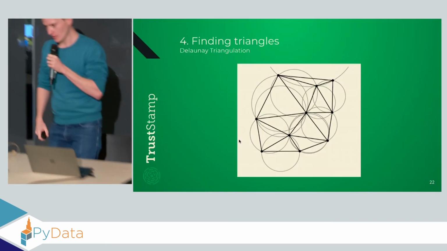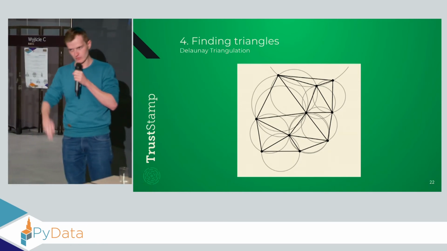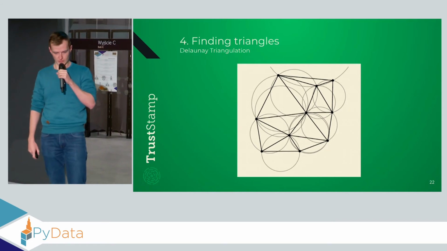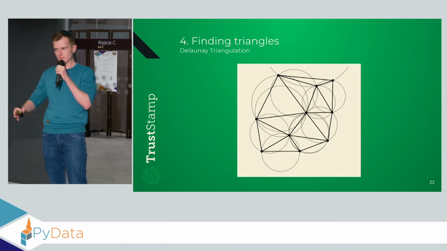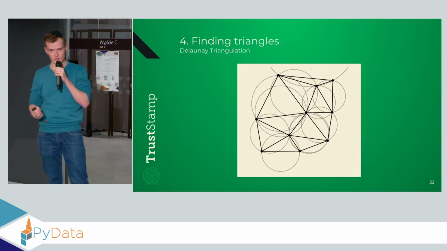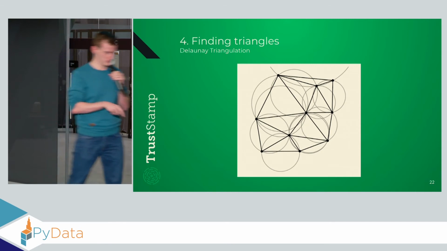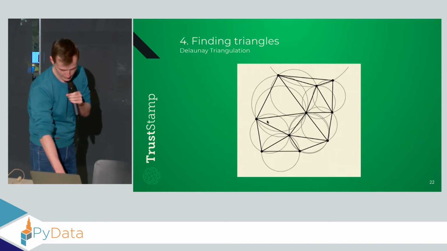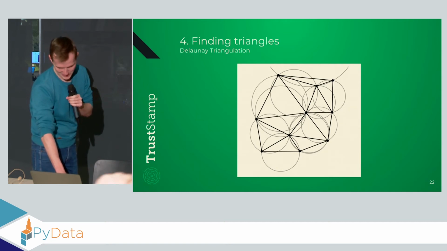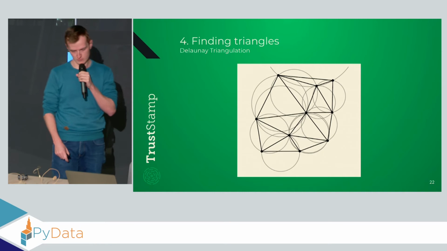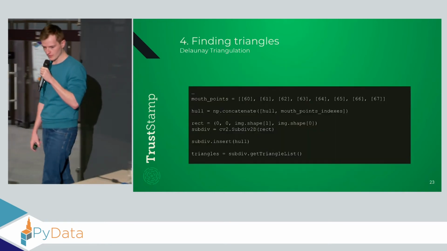Okay, so we need to find these triangles first. One of the methods to do it, I think there are more, is Delaunay triangulation. And what does it mean? Delaunay triangulation just subdivides the space or the surface into triangles in such a way that if you look at any triangle on the image, like, for example, this one, and you look at the circle around it, there is no other point inside this circle, right? This is one of the methods to divide the space, and this is how to implement that.